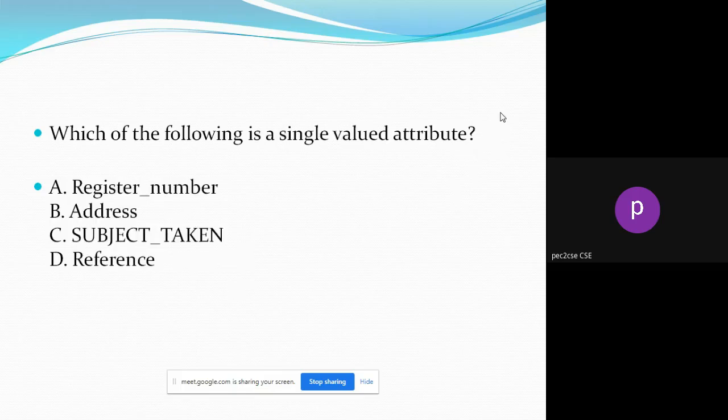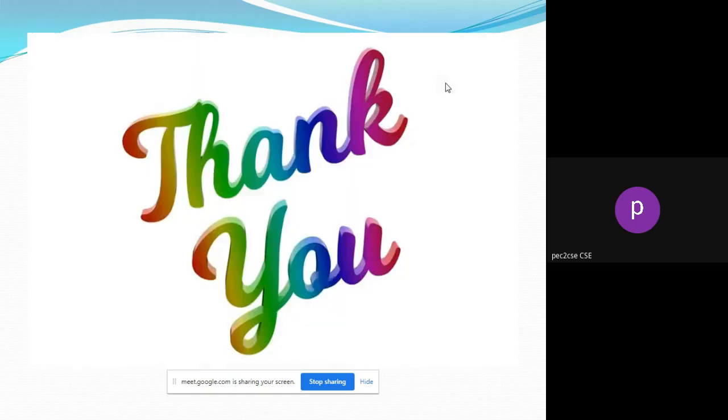Which of the following is a single valued attribute? Register number. Yes, option A, register number is a single valued attribute. Example of a single valued attribute. Address can be more than one address or a composite attribute.